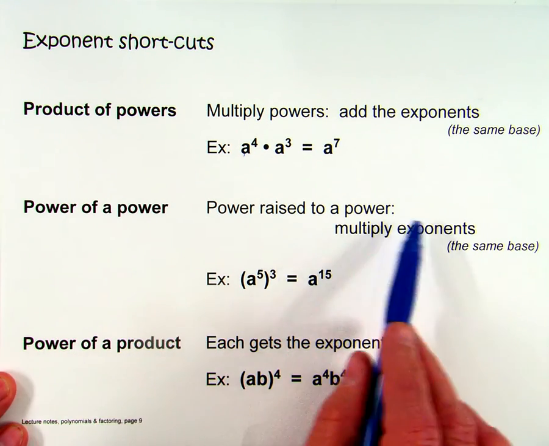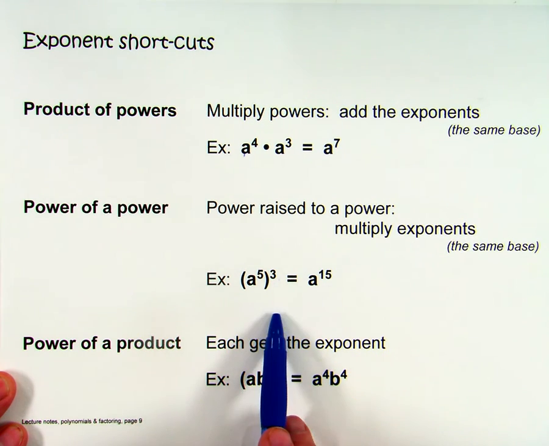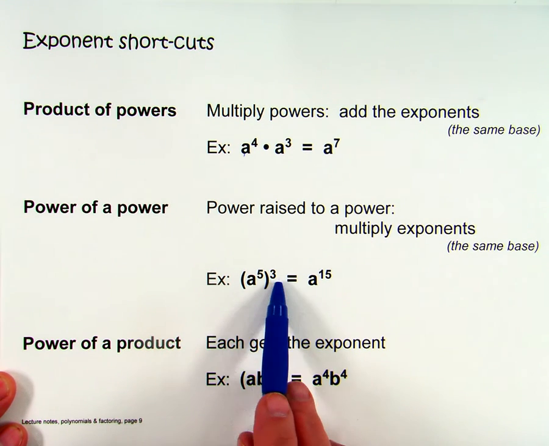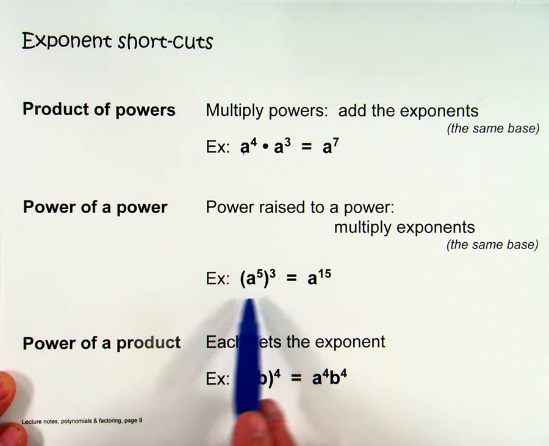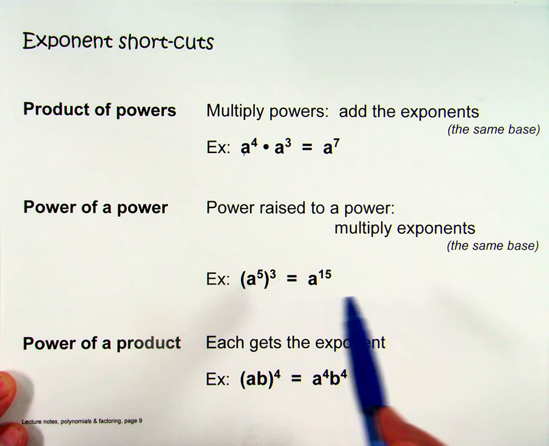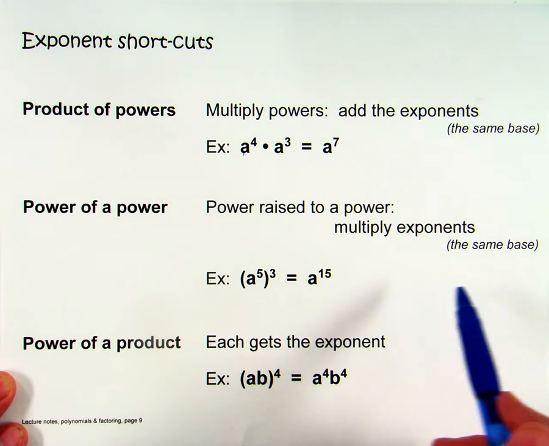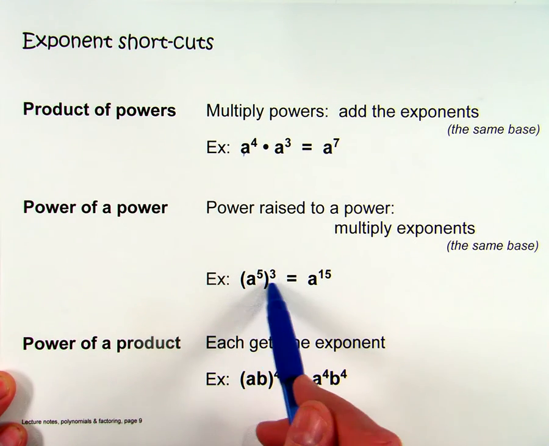Okay, power of a power. A power raised to a power, multiply the exponents. Again, everything's all the same base. So what this means is that you are supposed to write the parentheses 3 times. So you're supposed to write a to the 5th times a to the 5th times a to the 5th. Then each one of those a to the 5ths, you're supposed to write a 5 times. And you say, I wrote it 5 times, I wrote it 5 more times, I wrote it 5 more times. Oh my goodness, I've written it 15 times, which is the same thing as 5 times 3.